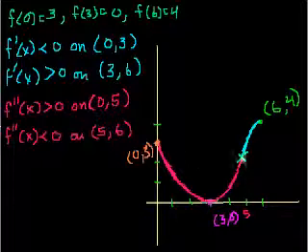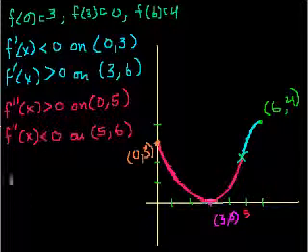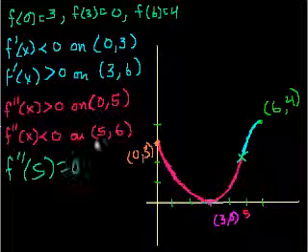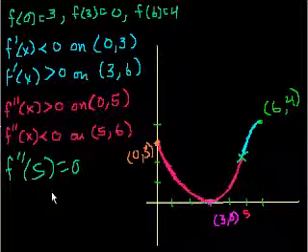And, just so you know, as if this was an inflection point, they could have told us that f double prime of 5 is equal to 0. We don't know that for sure, but I'm just assuming it. Well, anyway, hope you found that vaguely useful.